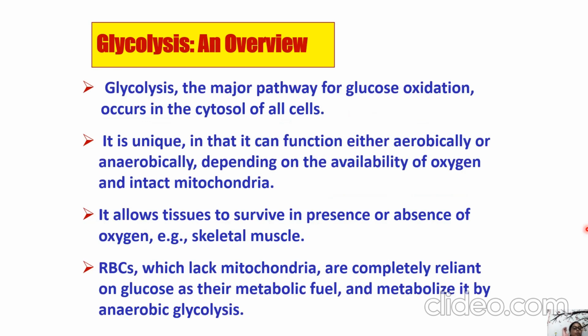So, if we take an overview of glycolysis, it's a major pathway for glucose oxidation. It occurs in the cytosol of all cells. It is unique in that it can function either aerobically or anaerobically depending on the availability of oxygen and intact mitochondria. It allows tissues to survive in presence or absence of oxygen, for example in skeletal muscle. And RBCs, which lack the mitochondria, are completely reliant on glucose as a metabolic fuel and metabolize it by anaerobic glycolysis. Correct?